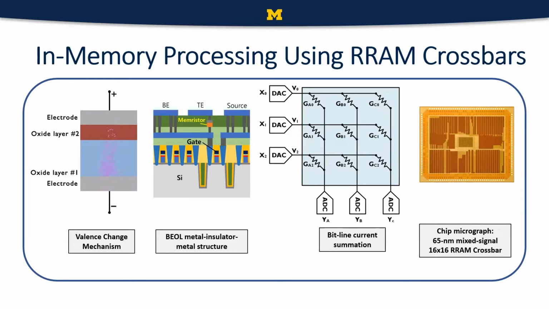So it's kind of behaving like a switch. And if I reverse that voltage, then the pathway disappears, so then we jump to a high resistance. That's what I mean by resistive RAM. The memory is integrated in the form of the resistance of this device.